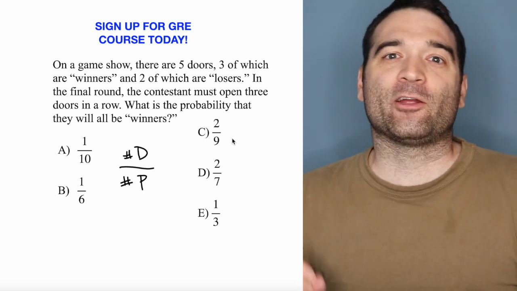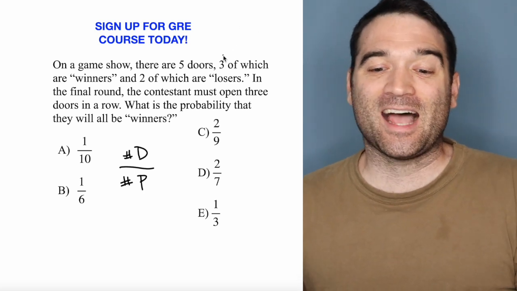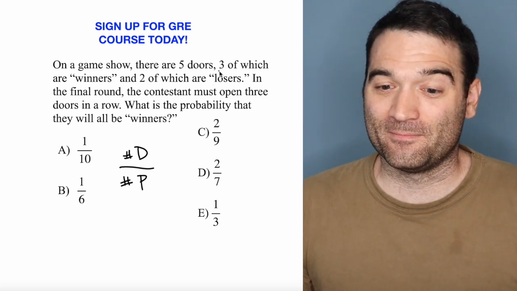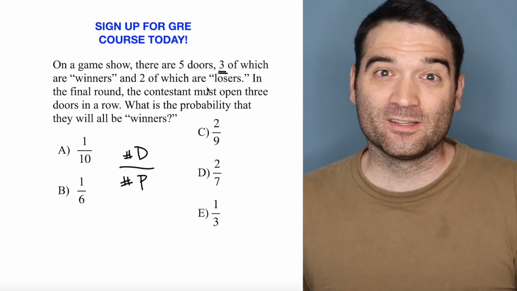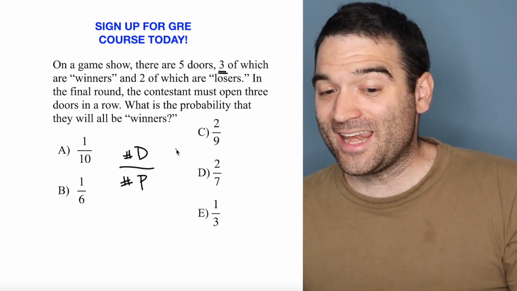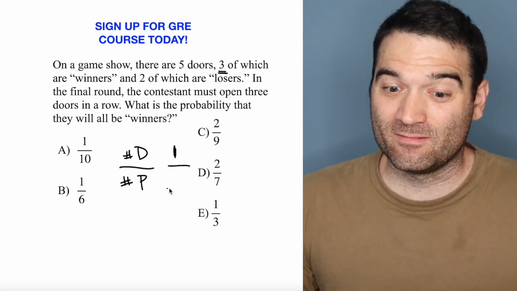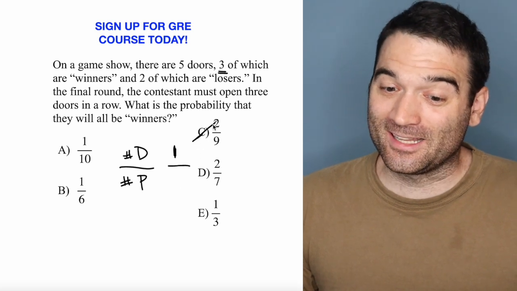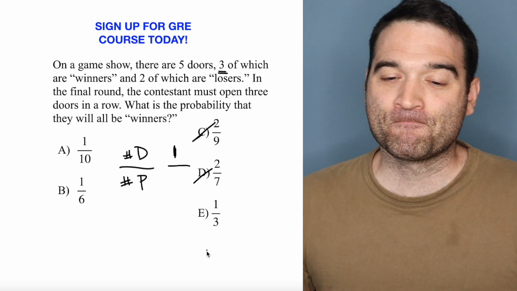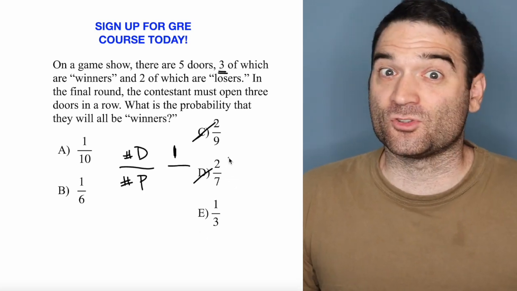How many desired outcomes are there to start? That's the easiest part, right? How many desired outcomes do we have in this case? Well, there's really only one desired outcome because there are 3 doors and we want to pick the 3 winners. So right then and there, I know that the numerator is 1. And that's probably going to eliminate these 2, right? So I'm down to A, B, and E. I know that the numerator here is 1 because there's only one desired outcome.